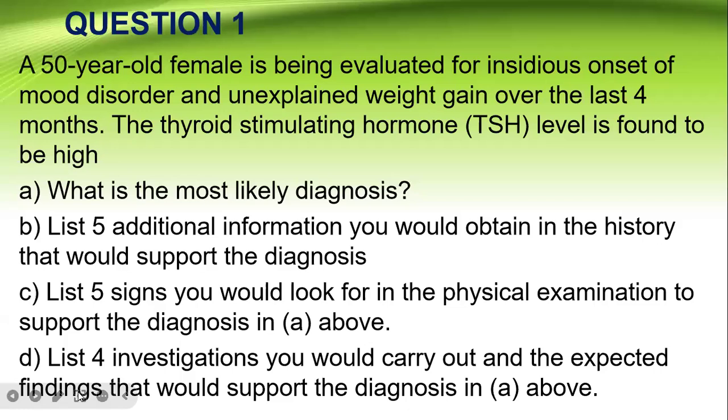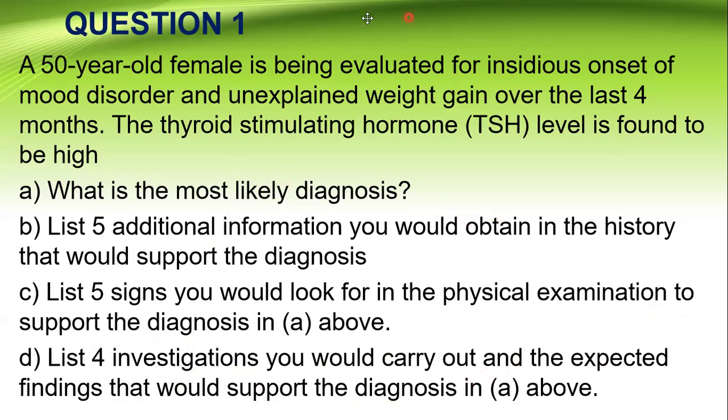Okay. So number one, this is how the questions will look like. A 50-year-old female is being evaluated for insidious onset of mood disorder and unexplained weight gain over the last 4 months. The thyroid stimulating hormone level is found to be high. What is the most likely diagnosis? And B, list 5 additional information you'd obtain in the history that would support the diagnosis. C, list 5 signs you look for in the physical examination to support the diagnosis of A above. D, list 4 investigations you'd carry out and the expected findings that would support the diagnosis in A above.